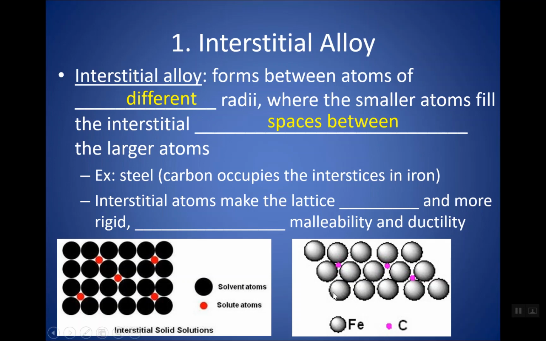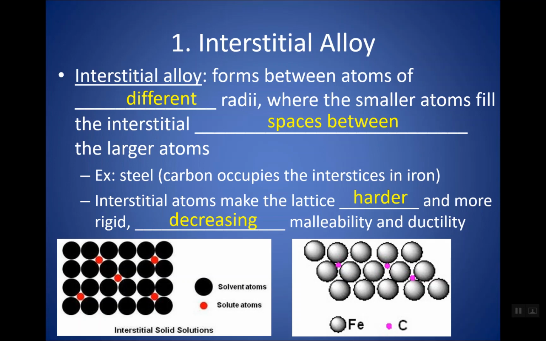This happens in steel. Steel is an alloy of iron with carbon, and it makes the whole lattice harder and stronger, which is why they use this in steel. It also tends to make it more rigid and less malleable, less ductile when you create an alloy. Rather, if you took out the carbon from the interstitial spaces, iron would be a little bit more malleable than if you had it with the carbons in the interstitial spaces. So this is one type. When you have different size radii, you get an interstitial alloy, with atoms fitting in the spaces in between.